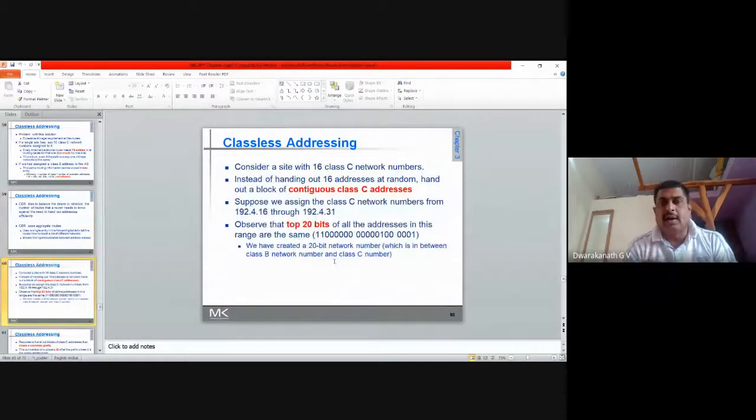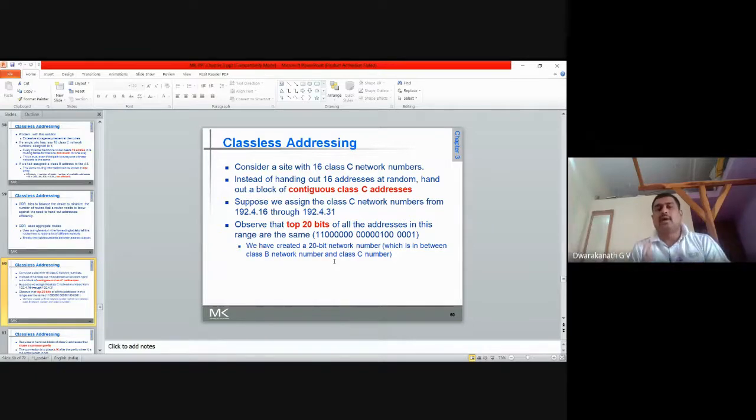Now you see, one example I will tell you. Consider a site with 16 class C network numbers. We have already taken that into consideration, and our router is connected to 16 class C networks, LANs. Assume that instead of handing out 16 addresses at random, we hand out a block of contiguous class C addresses. What do you mean by this? Instead of giving 16 different subnet addresses to that particular router, we'll give a block of IP addresses from this range to this range.